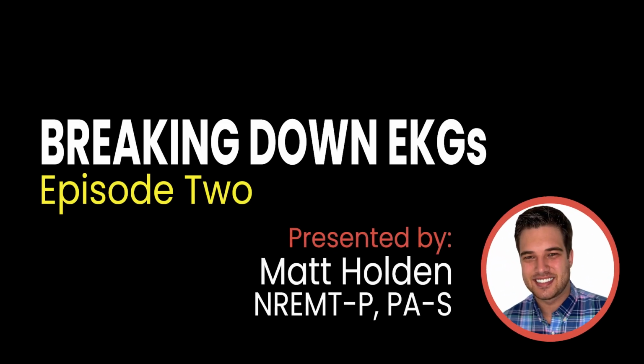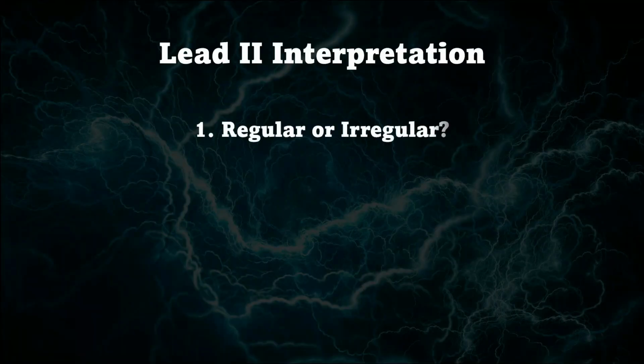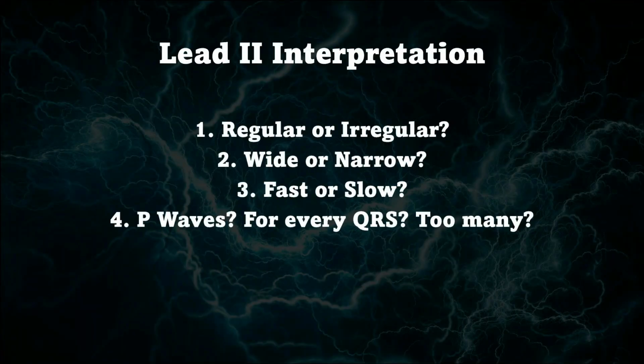Here we can do another EKG breakdown. First off, I always like to start with lead II interpretation. This is so that we can determine what our rhythm is. First we'd ask, is it regular or irregular? Ask if the QRS is wide or narrow. Ask if the rate is fast or slow. And finally we ask for P-waves, and if there are, is there one for every QRS, and is there too many of them? Which we can see in some of our heart blocks.